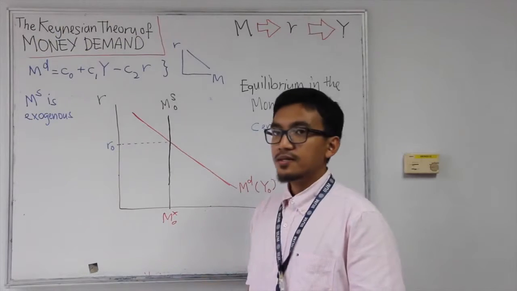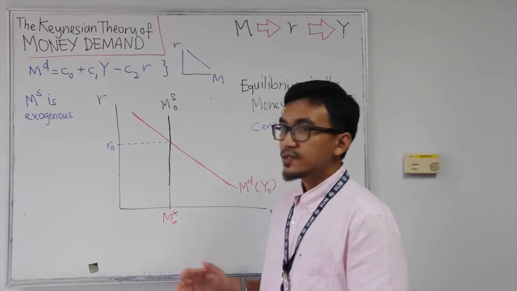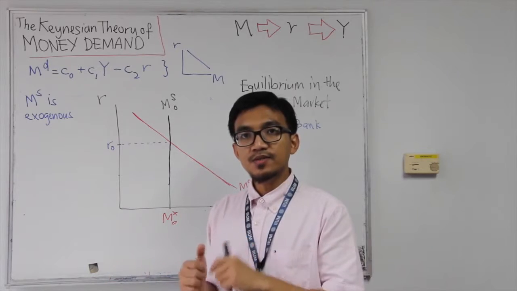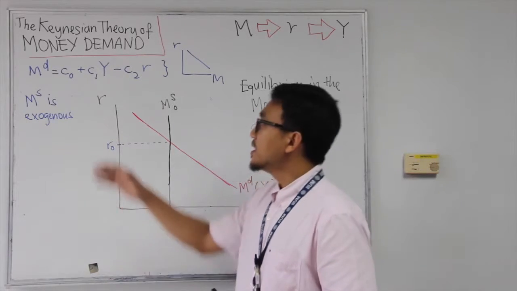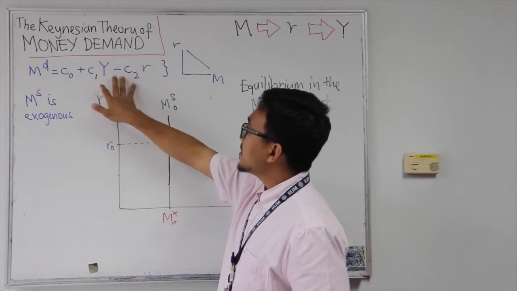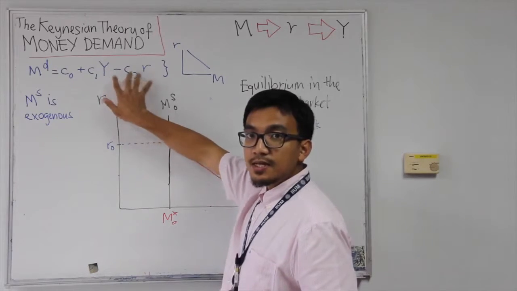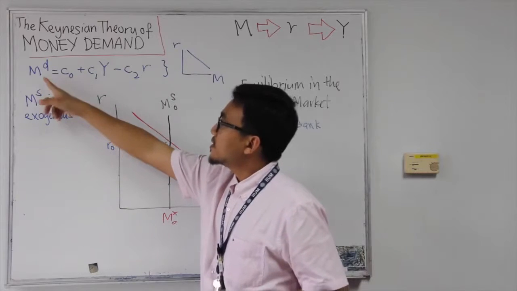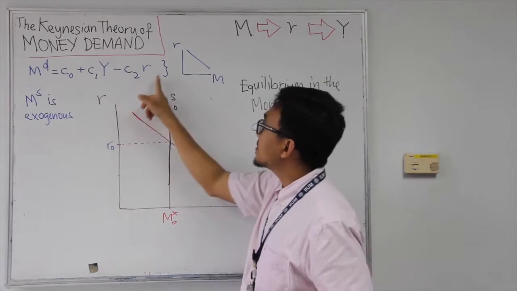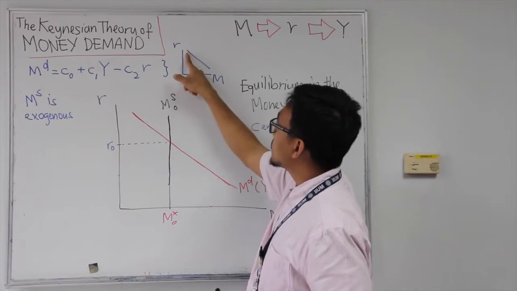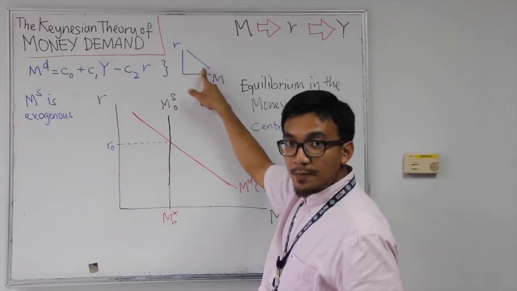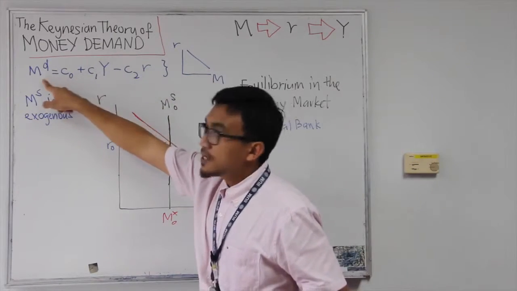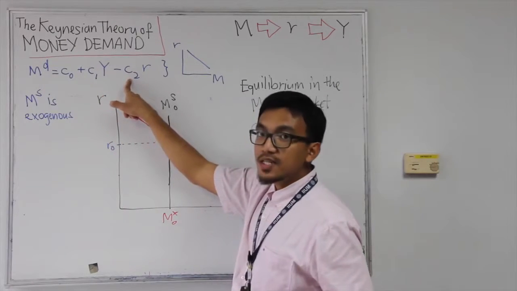Now we want to look at the money market. Since we have discussed the relationship between interest rate and total demand for money, we know that the total demand for money is a function of two variables, income and interest rate. So if we specifically look at the relationship between total demand for money and interest rate, we know that the total demand for money is downward sloping. If interest rate goes up by 1 unit, the demand for money will go down by C2.